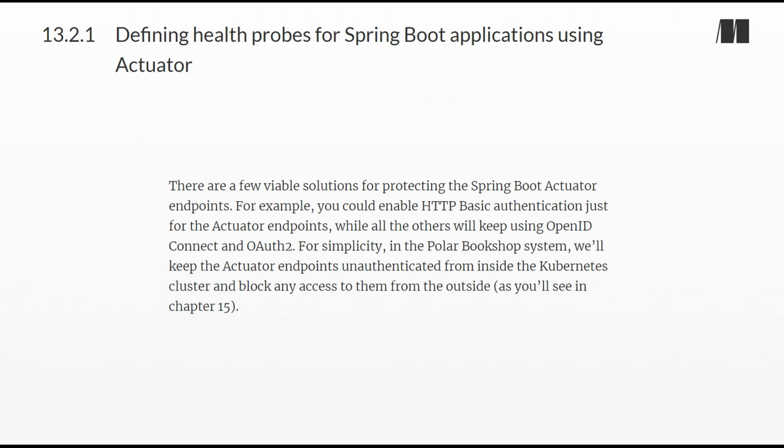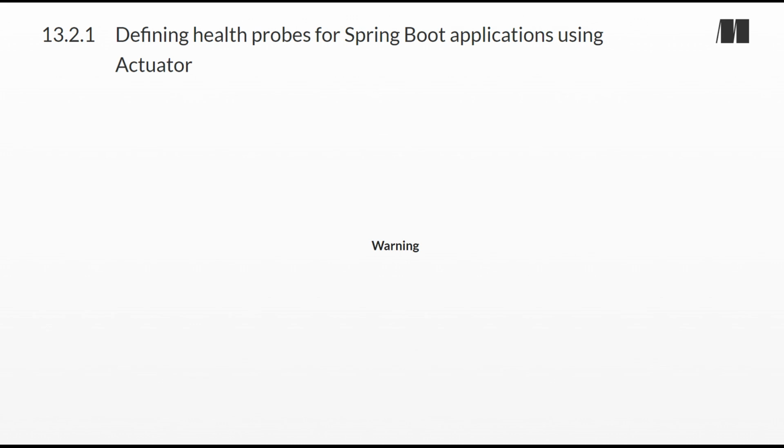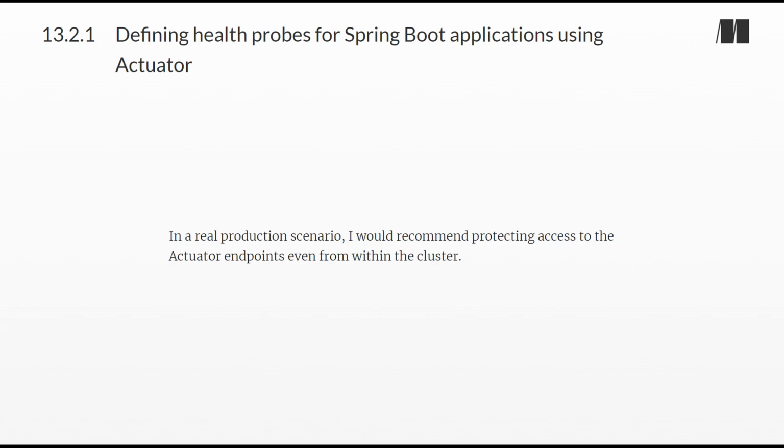There are a few viable solutions for protecting the Spring Boot Actuator endpoints. For example, you could enable HTTP basic authentication just for the Actuator endpoints, while all the others will keep using OpenID Connect and OAuth 2. For simplicity, in the Polar Bookshop system, we'll keep the Actuator endpoints unauthenticated from inside the Kubernetes cluster and block any access to them from the outside, as you'll see in Chapter 15. Warning: in a real production scenario, I would recommend protecting access to the Actuator endpoints even from within the cluster.